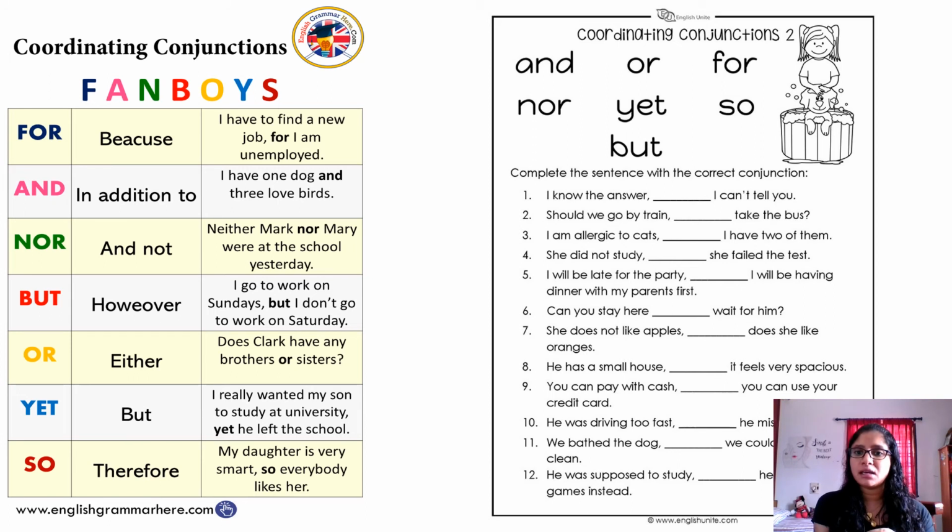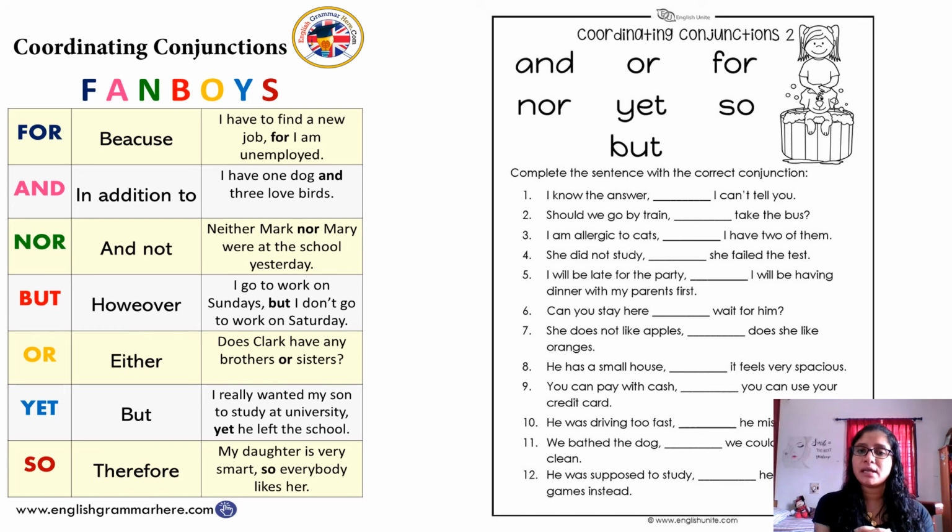She did not study. She failed the test. I will be late for the party. I will be having dinner with my parents first. So this sentence will be confusing for you. So I'll just tell you, the author is telling I will be late for the party, and why he was late. You find out the answer, you will get the conjunction that is to be used. Can you stay here? Wait for him. She does not like apples. Does she like oranges? So here the writer is telling she doesn't like apples. She doesn't like oranges.